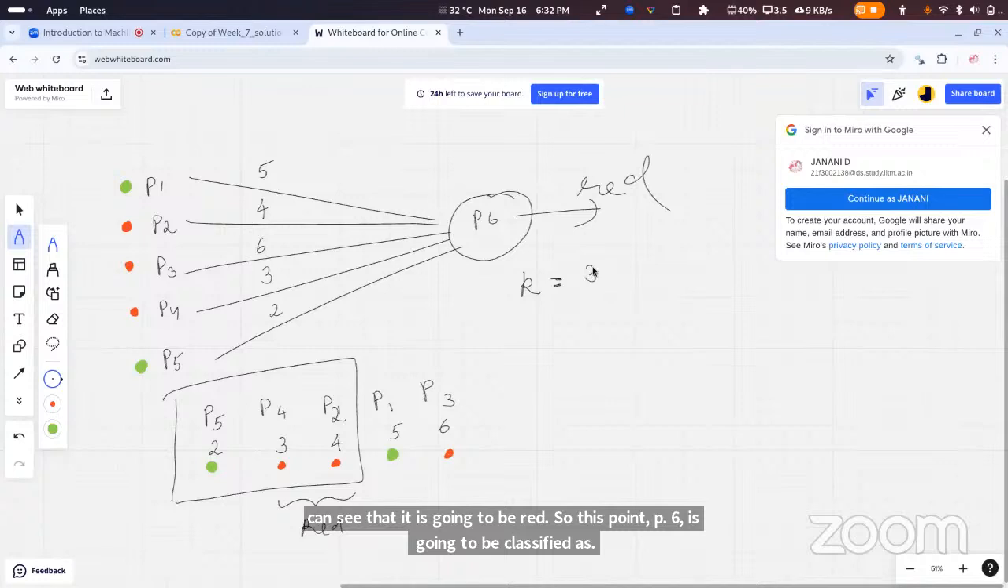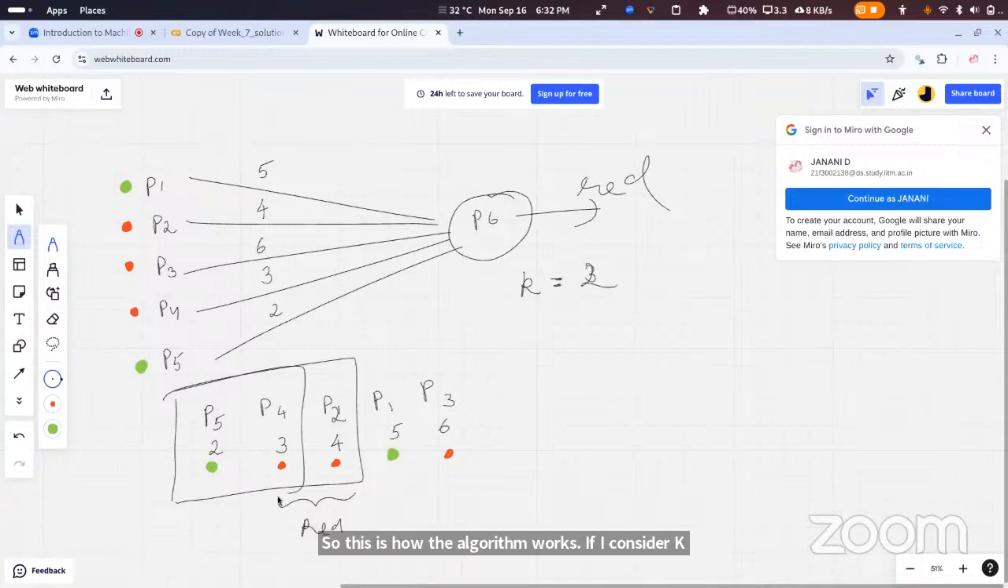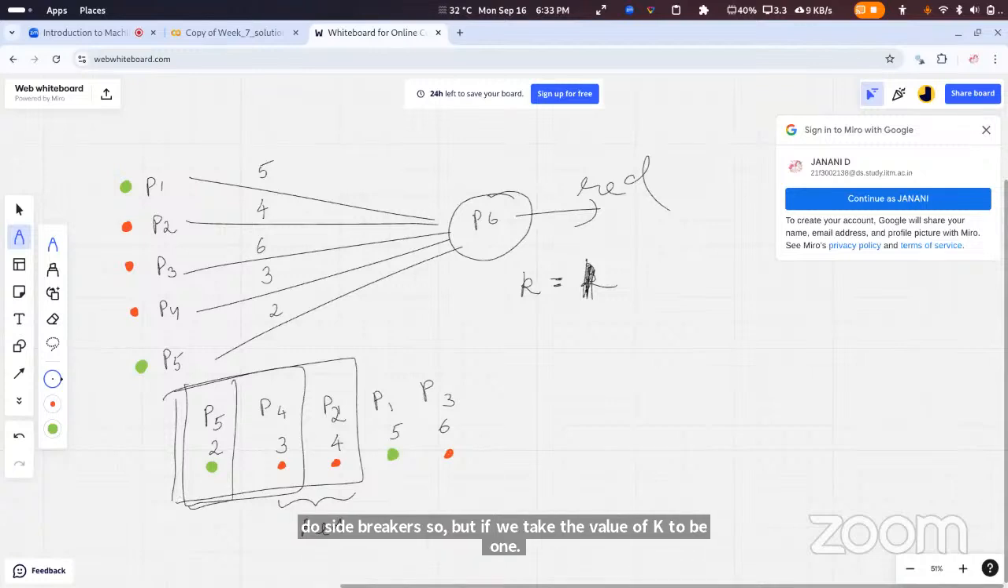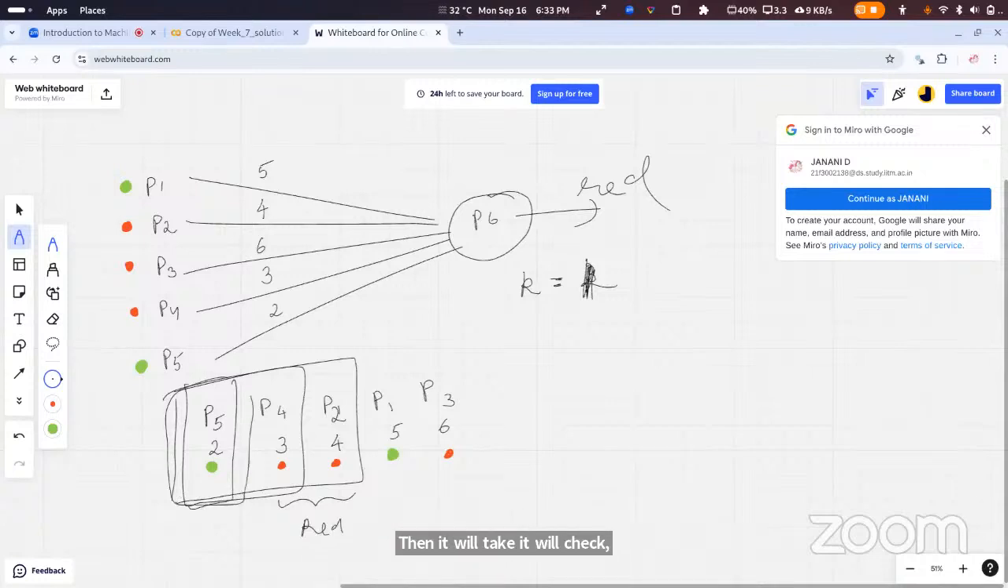If I consider K equal to 2, then I'll consider the first 2 data points. But now it becomes a bit difficult to classify, that is, whether it is green or red. In these situations, we can use tiebreakers. But if we take the value of K to be 1, then it will check only the first data point. That is, the first data point is going to be P5, and P5 is green. So the classification would be green. This is how KNN works.